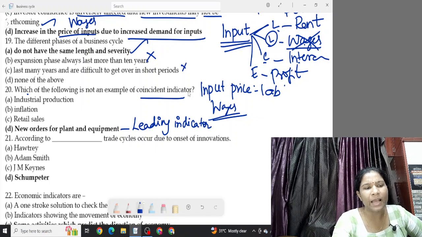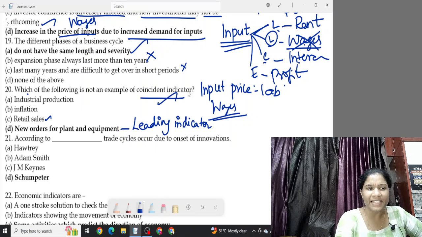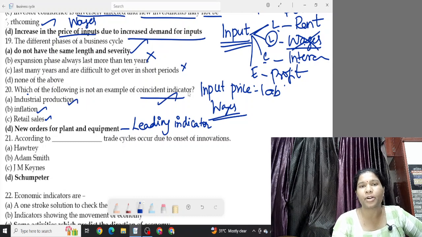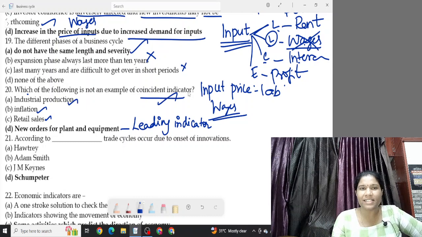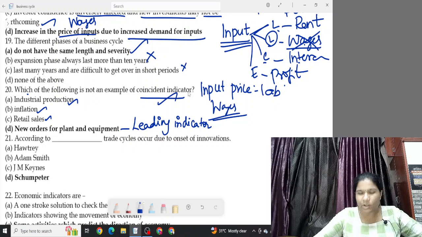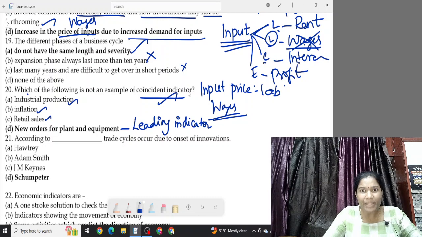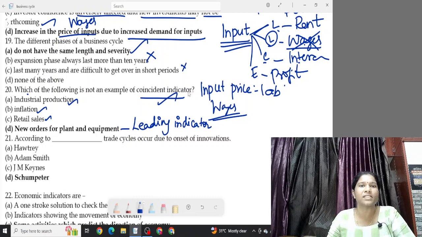Everything else, when sales happens, it is happening concurrently, coincidentally. Retail sales, inflation, industrial production, everything. Whenever something is actually happening physically, like production, it has to happen. Sales, it has to happen. Inflation, it has to happen. Only if it happens will you know that those come under coincident.